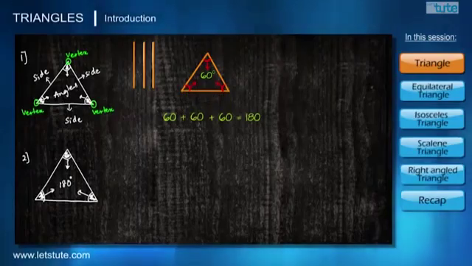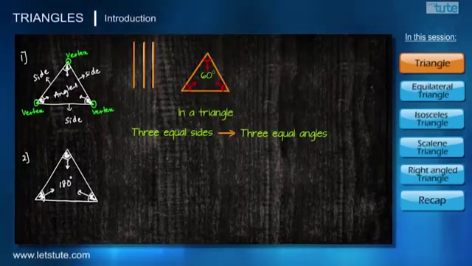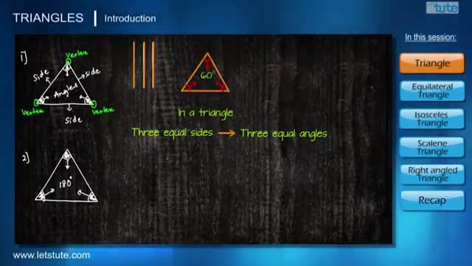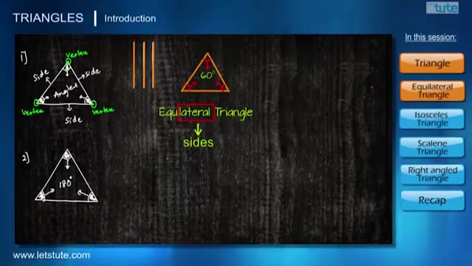From this we can conclude that whenever three sides of a triangle are equal to each other, the three angles formed will also be equal to each other. Such triangles are called equilateral triangles. If you split this word, equi means equal and lateral means sides. So we have seen the case of three equal line segments forming a triangle.